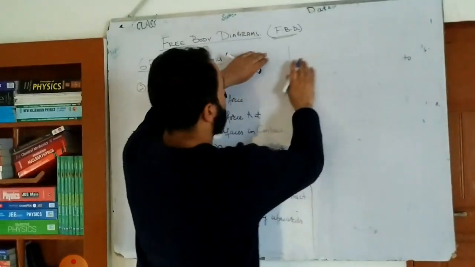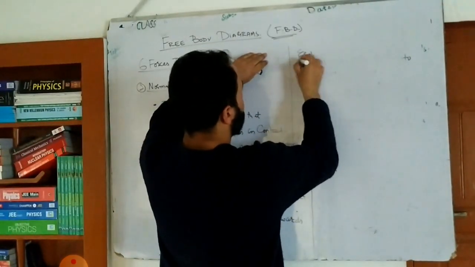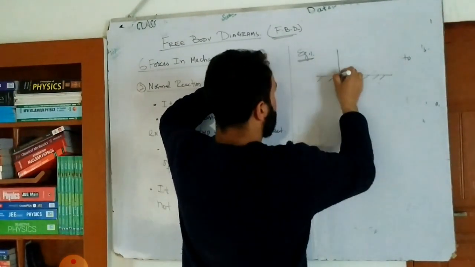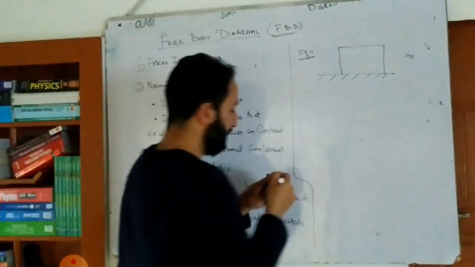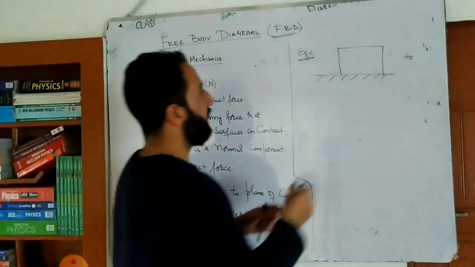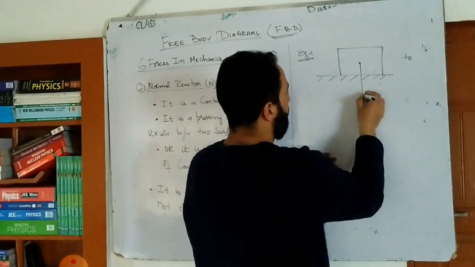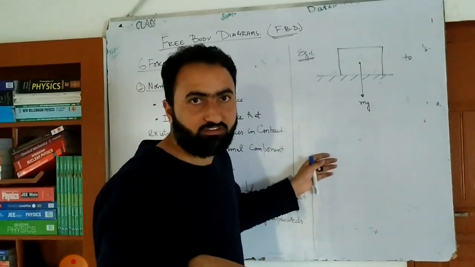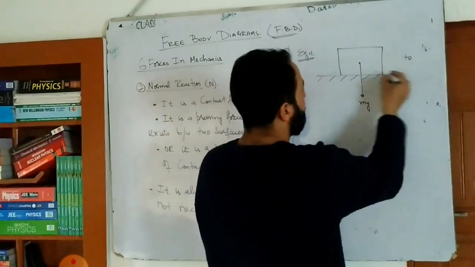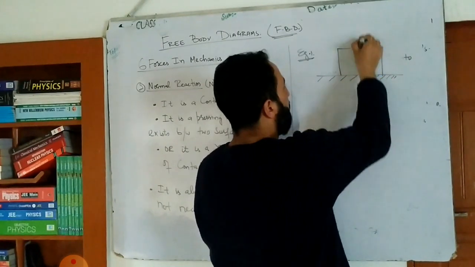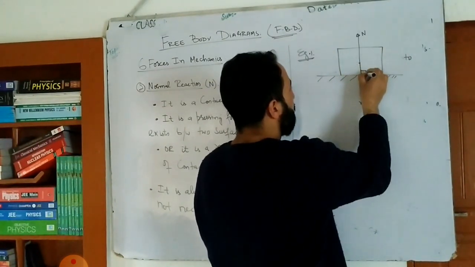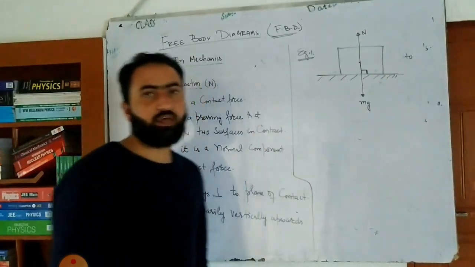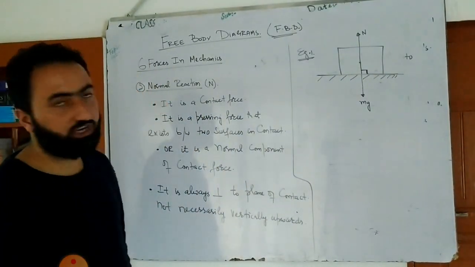Okay, so example number one. Suppose that this is a horizontal surface and a block is placed on this horizontal surface like this. Now the force acting on this is weight in the downward direction. The block exerts a force on the horizontal surface in the downward direction, and this horizontal surface will exert a force in the vertically upward direction, and that's called normal reaction, which is perpendicular to the plane of contact, and this is the plane of contact. Since the plane of contact is horizontal, obviously normal reaction is vertically upwards.